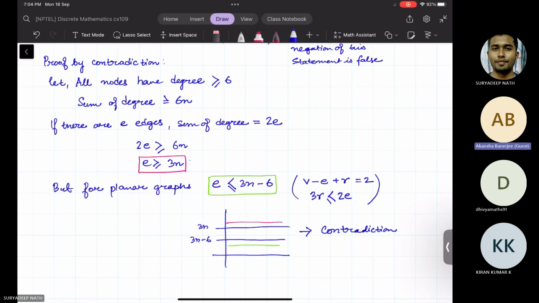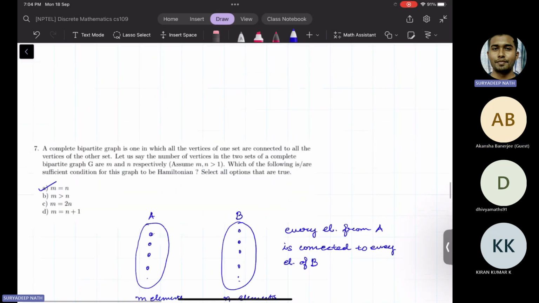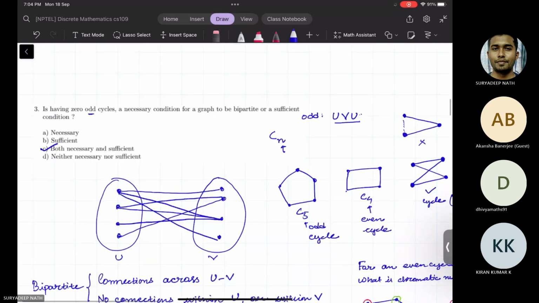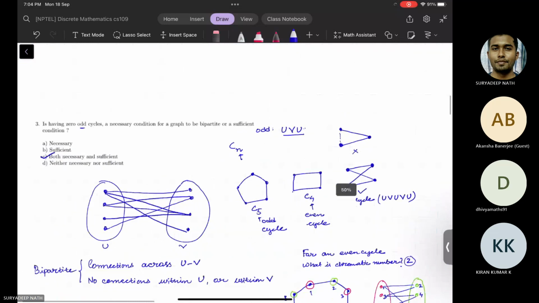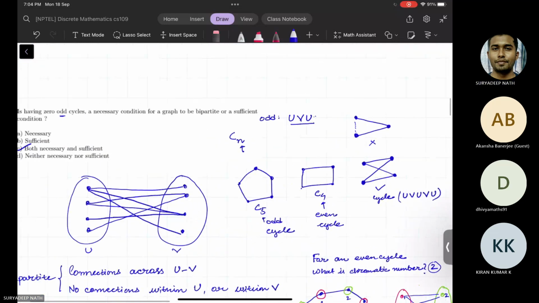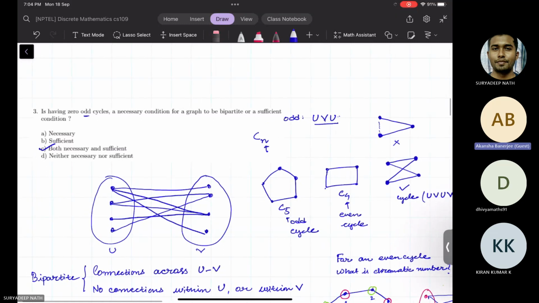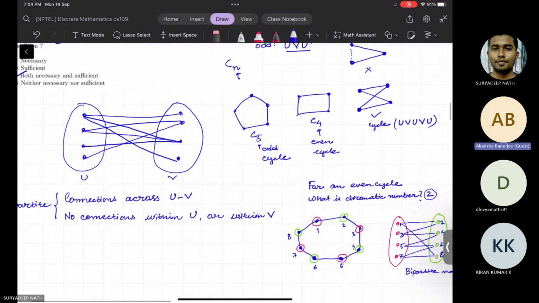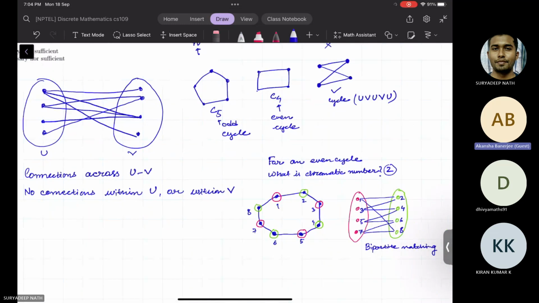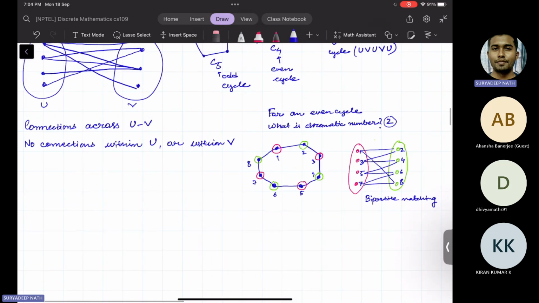Sir, I have a doubt in question 3. Okay, go ahead. Sir, in checking the sufficient condition for bipartite, if the graph has zero odd cycles, can it mean that it has no cycle at all? It can have even cycles, but it can also mean that it has no cycles at all. In that case, will it be bipartite? Yes, definitely.